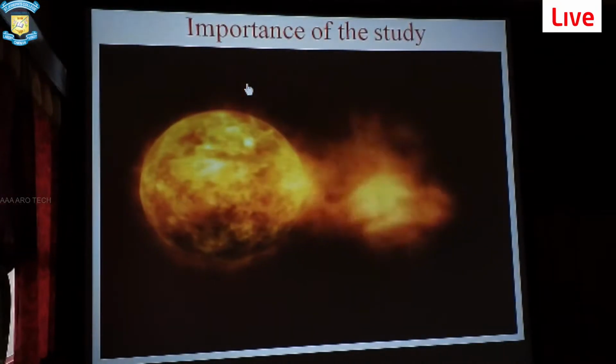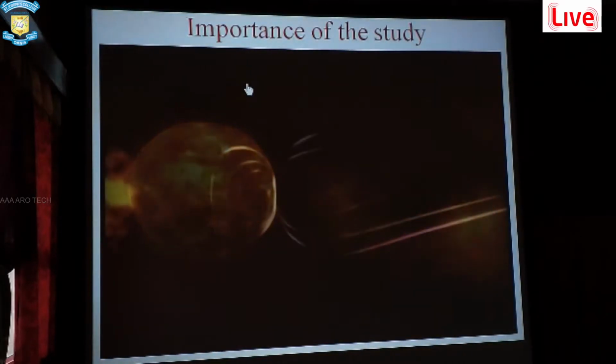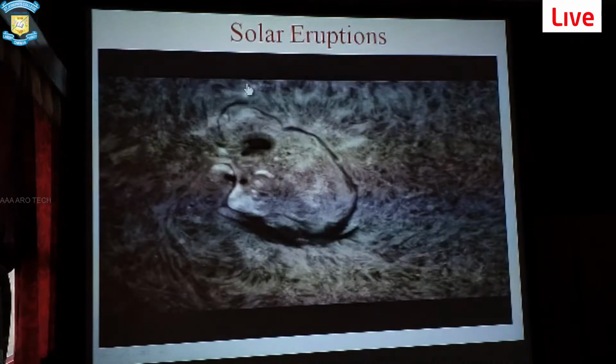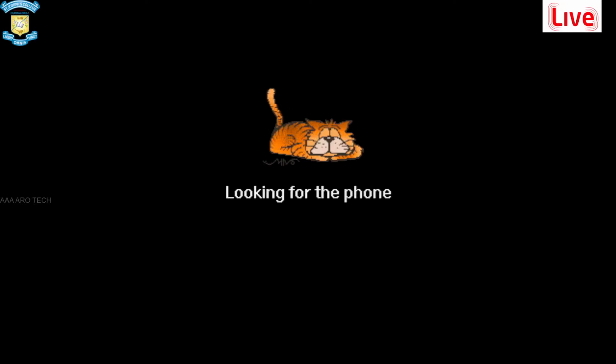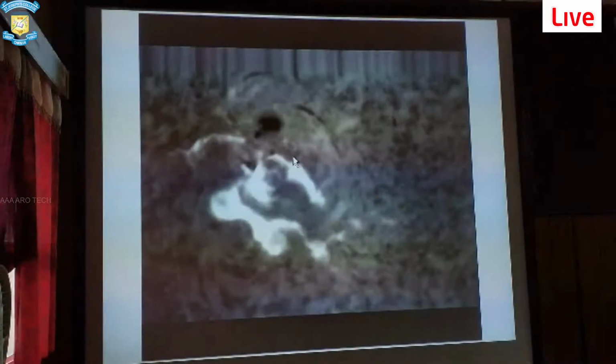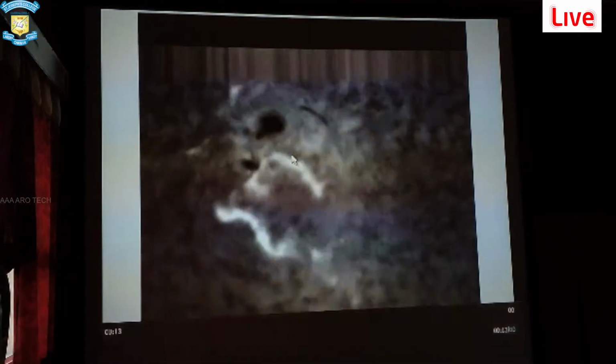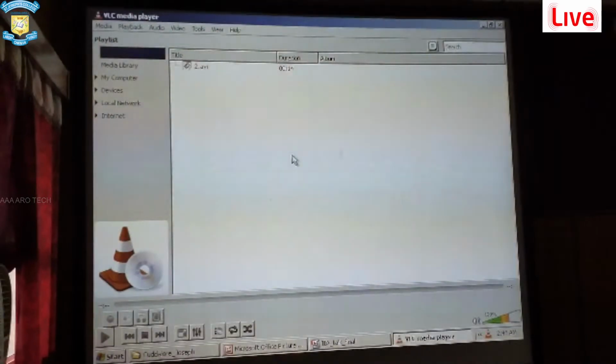So why is this kind of eruption happening? What is happening? The sun has different layers, right? We are observing the sunspot, some dark region. What is the dark region? What is it indicating? I will tell you. You see, some magnetic fields are coming from the inside of the sun. So suppose you think this is the sun. From the inside, some magnetic field lines are coming.